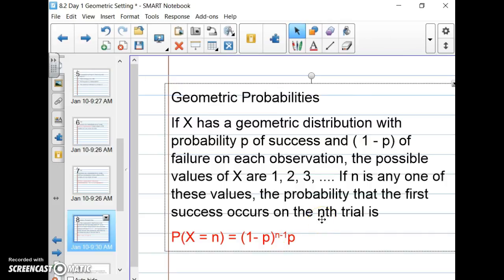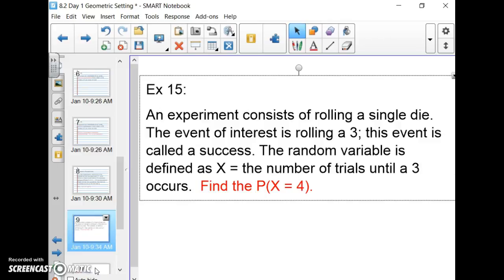n should usually be given to you. They're going to ask you, what's the probability that it took this many trials? It took like 5 trials to finally get that success, or it took 10 trials. So this is the formula we're going to use, and I want to jump into an example. I want to talk about example 15 again, using that same scenario. The experiment is rolling a single die. The number of interest is 3, so that's what you want to get. Now, find the probability that X is equal to 4. What this says is find the probability that it took you 4 times to finally get that 3, so you kept rolling the die until that happened.